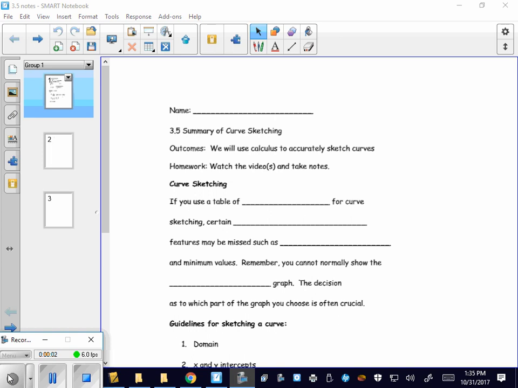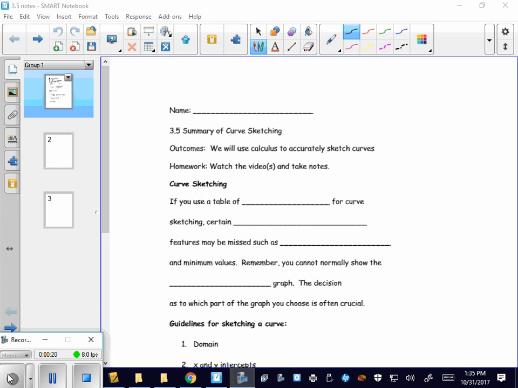Alright, we're going to see if we can get all of this into one video. If not, it'll be two shorter videos. We'll see how it's going after we get through the first example. The good news is there's only two examples. The bad news is these take some time and space to do. So here we go. Summary of curve sketching.